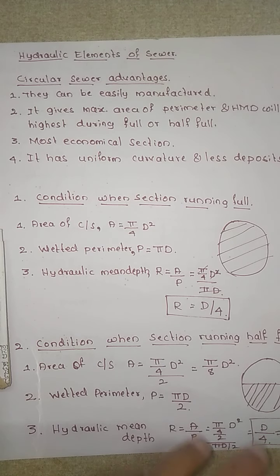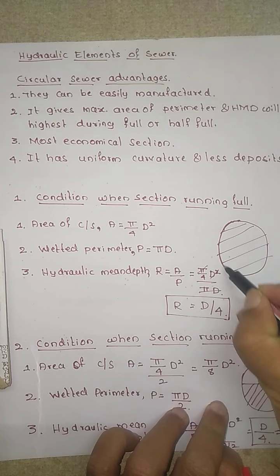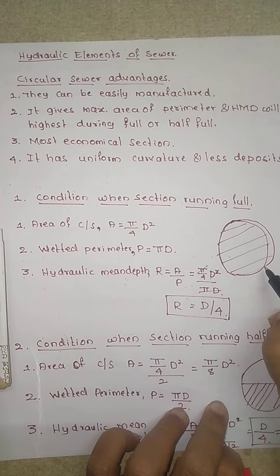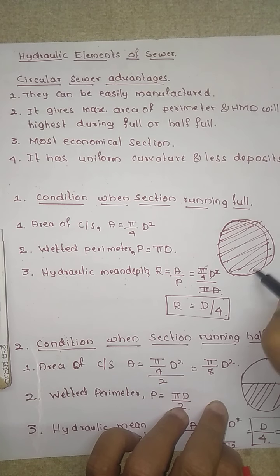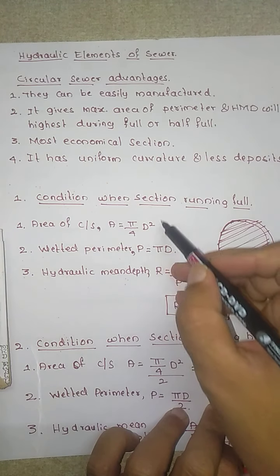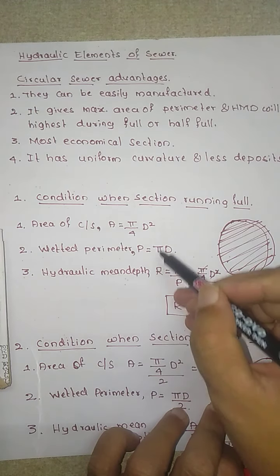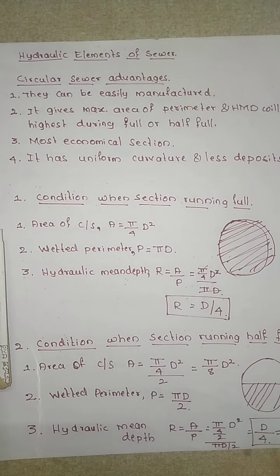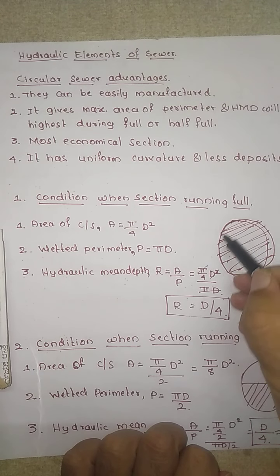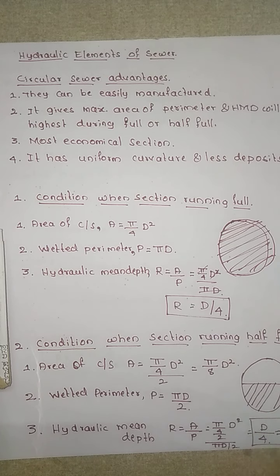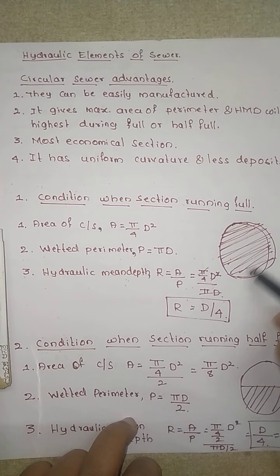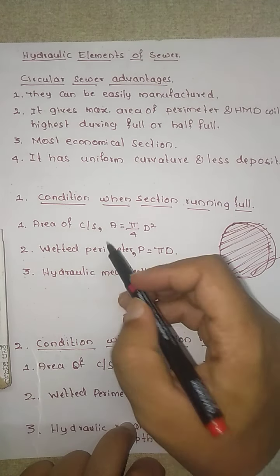Now suppose this is your circular sewer. If we consider that this sewer is going to be completely filled by water, what area will this sewer have, what perimeter, and what hydraulic mean depth, that we will be seeing. So this is your sewer with diameter d when it is running full of water.